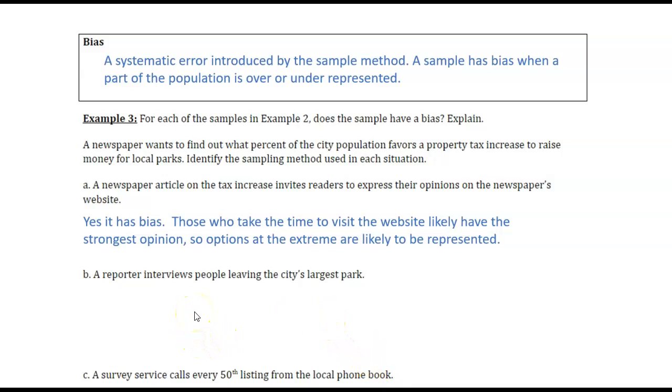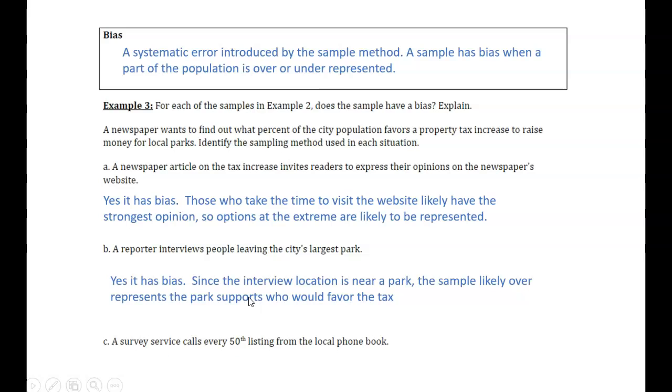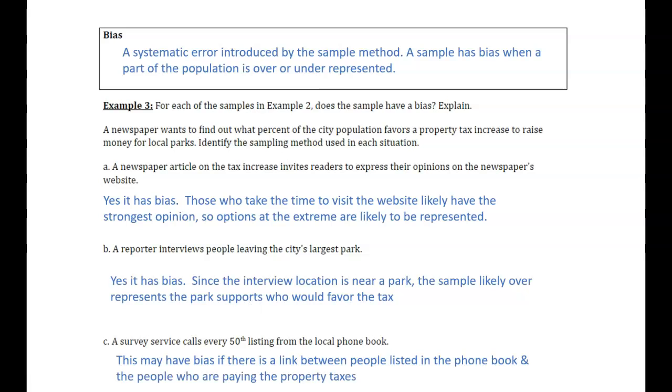An interviewer records people leaving a local park. So this was a convenience sample. The biggest thing we have to think about is the fact that we're interviewing people near a park. So it does have bias because the interview location is near the park. The sample likely will overrepresent the park supporters who favor the tax. And if someone calls the 50th person in the phone book, this could be safe, but we would have to think about if there's a link between the people listed in the phone book and the people who pay the property taxes.